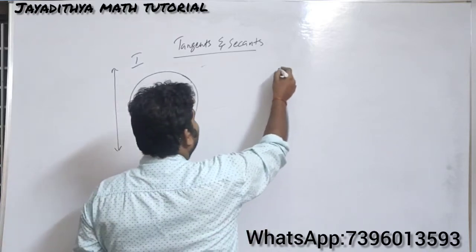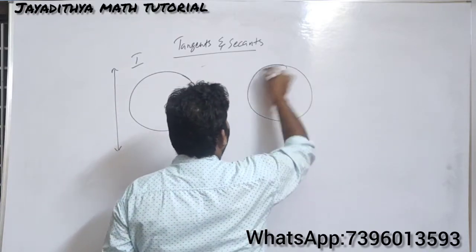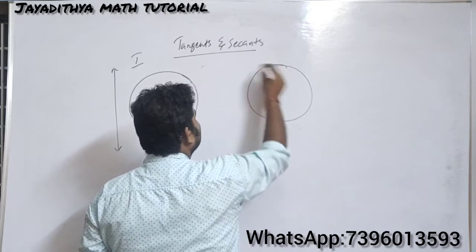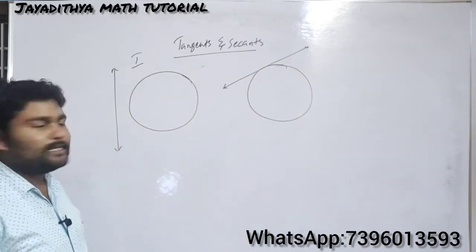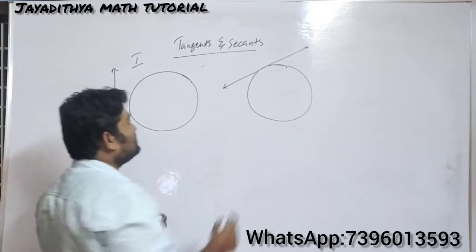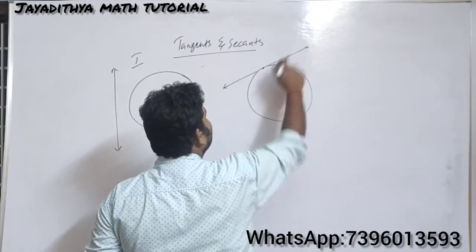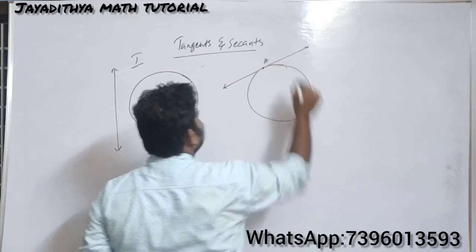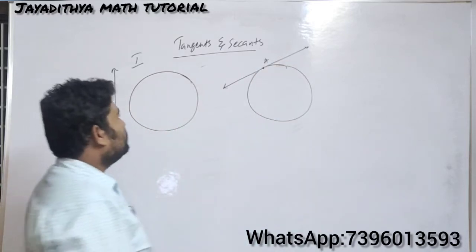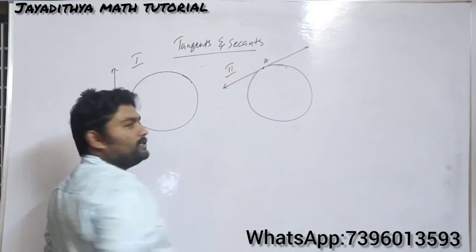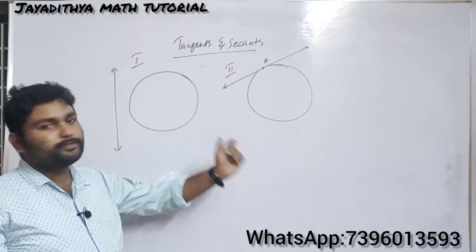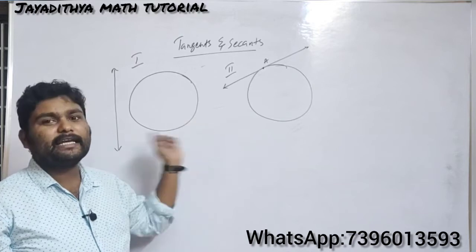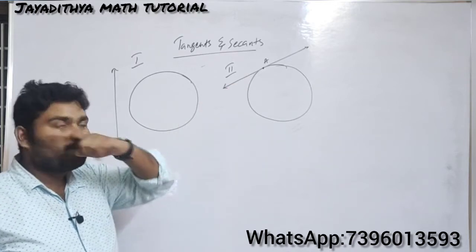Let us go for the second possibility. The second possibility is like this. There is a circle and the line is touching the circle at some point. Let us take the point as A. So this is our second possibility. The first possibility is you can draw a line without touching the circle, and the second possibility is you can draw a line such that it touches the circle at only one point.